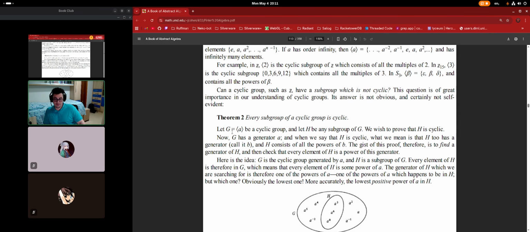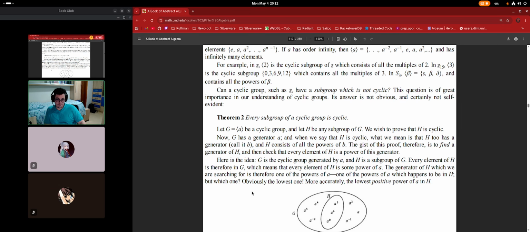Cool. So let's see. This beginning is very fine, but I have a question about this. So let's say that G is equal to cyclic of A, which is a cyclic group, and let H be any subgroup of G. We wish to prove that H is cyclic. Every possible H is cyclic, actually. Now, G has a generator A, and when we say that H is cyclic, what we mean is that H has a generator, which we're going to call B, and H consists of all the powers of B. The gist of this proof, therefore, is to find a generator of H and then check that every element of H is a power of this generator. And this is very fine so far, right? This is exactly what I was thinking of.